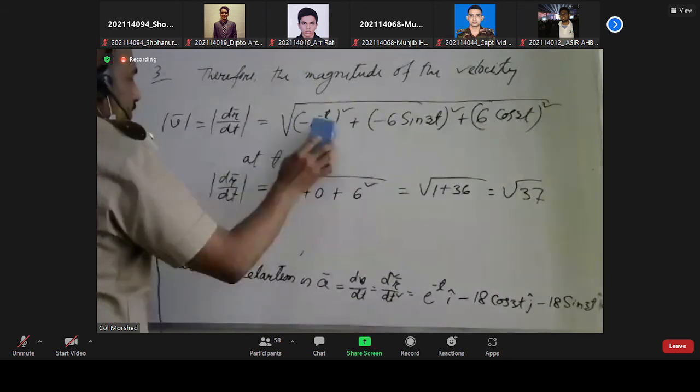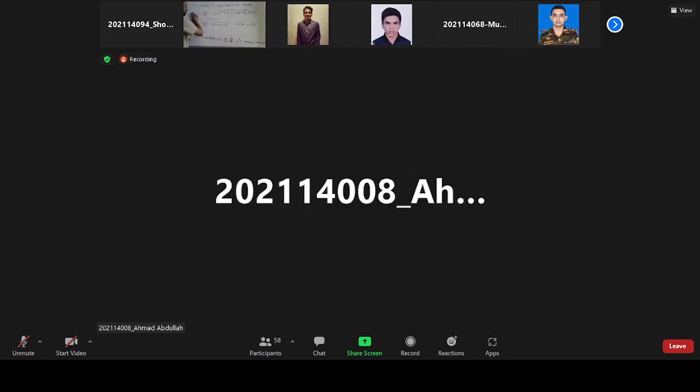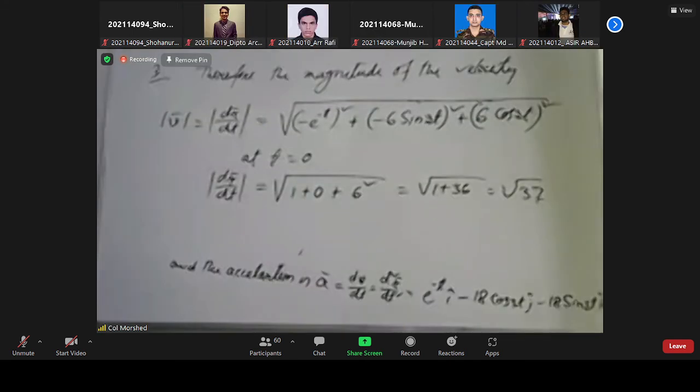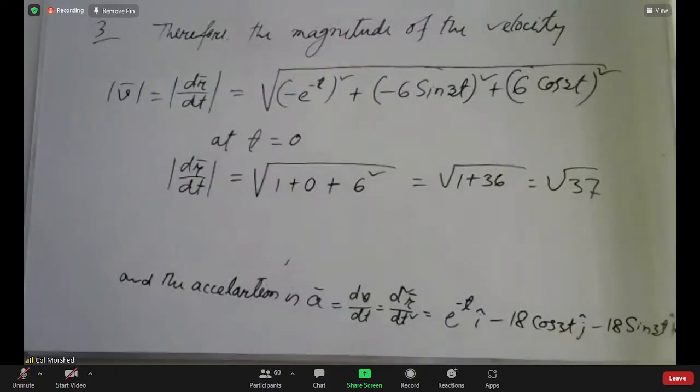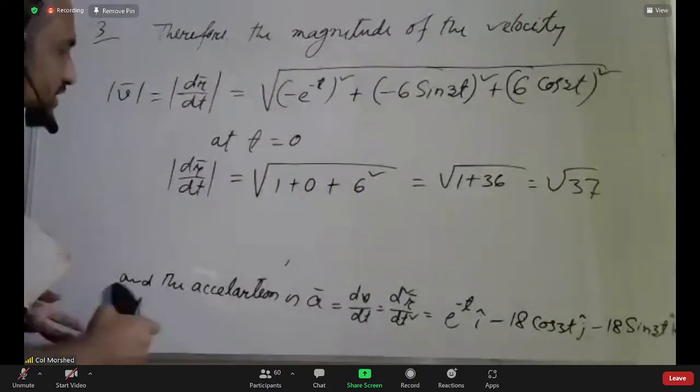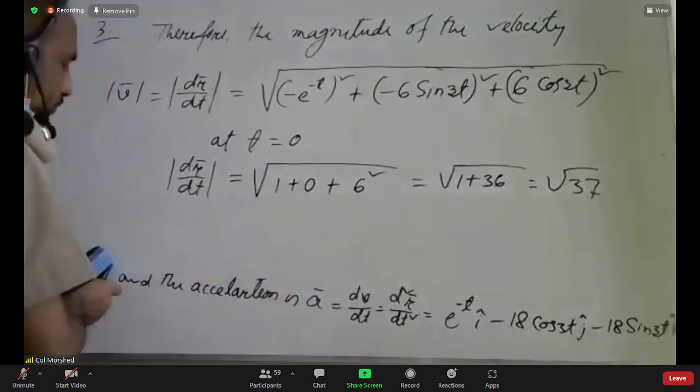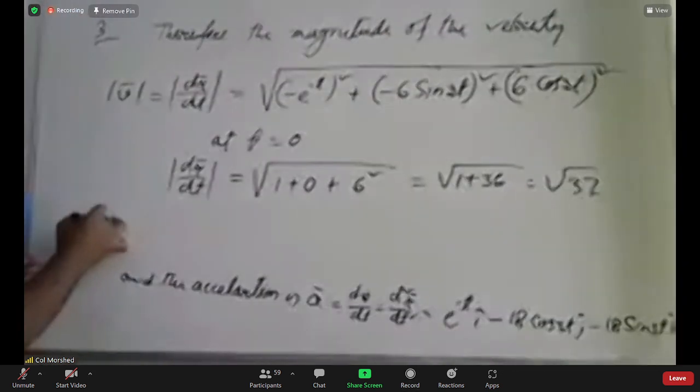Now the magnitude of the acceleration you have to find out similarly, in the same manner. Find out the magnitude of the acceleration.